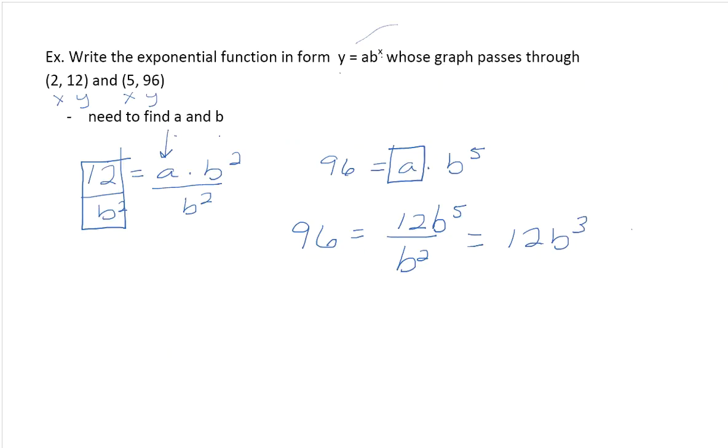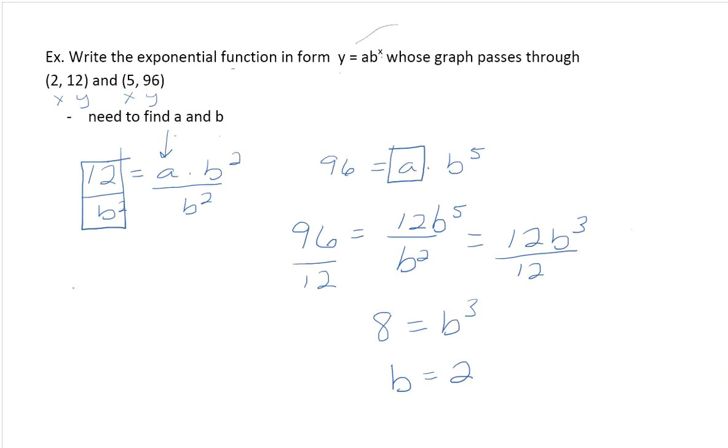All right, the next step, we would divide both sides by 12. 96 divided by 12 is 8. So I end up with 8 equals b to the third. Take the cube root of both sides, and b is equal to 2. So now I know an x, y, and a b, so I know of these four letters that are in this equation, I know 3 of them. So let's plug in 3 and solve for a.